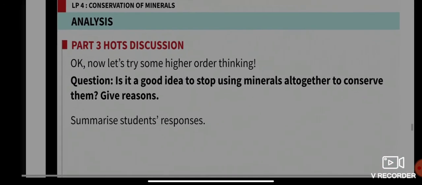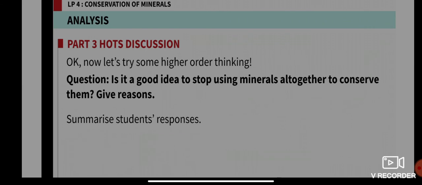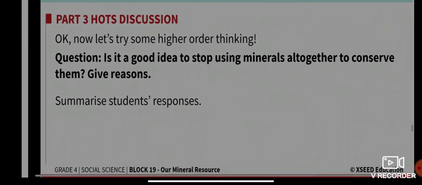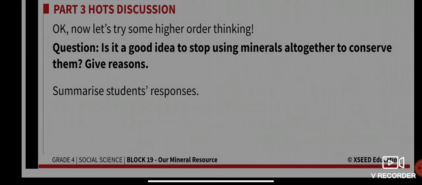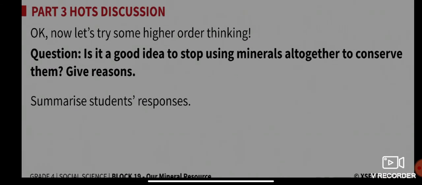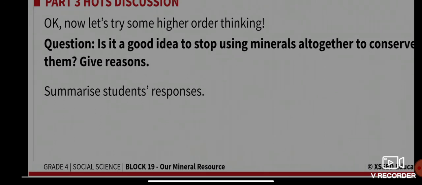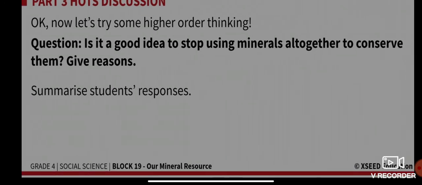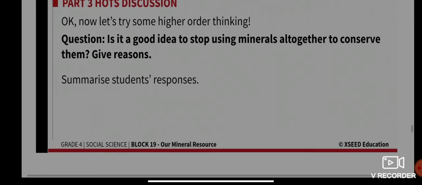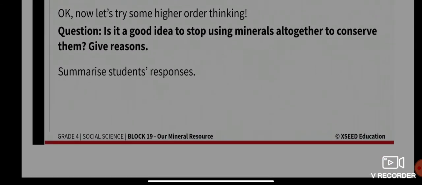So last question. Is it a good idea to stop using minerals altogether to conserve them, and give reason? Do you think it is a good idea to stop using minerals altogether to conserve them? And you have to give reason for that.